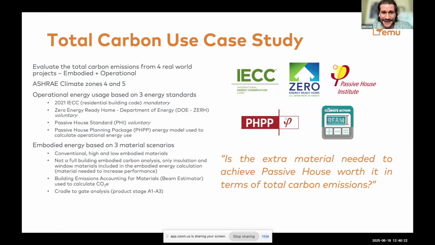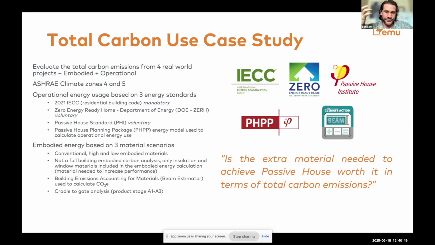We used the Passive House Planning Package, which is the energy modeling software, to calculate the operational energy use of each standard. And then additionally, we looked at the materials that make a Passive House a Passive House. So what are the extra materials that go into making a Passive House? I alluded to it in the slides before. We're going to need extra insulation and we're going to need better performing windows.